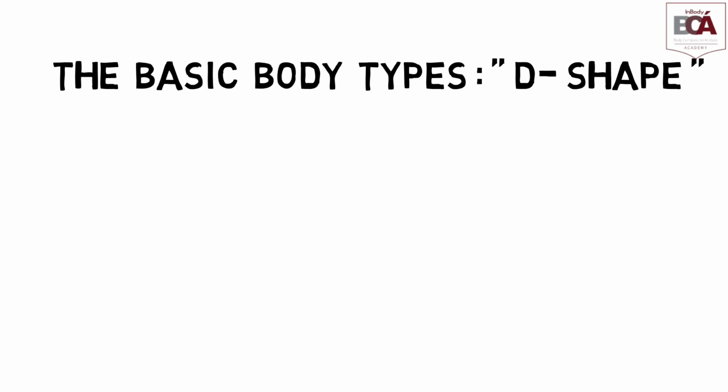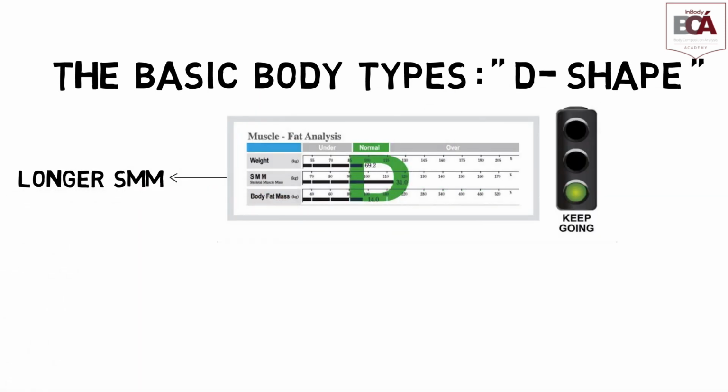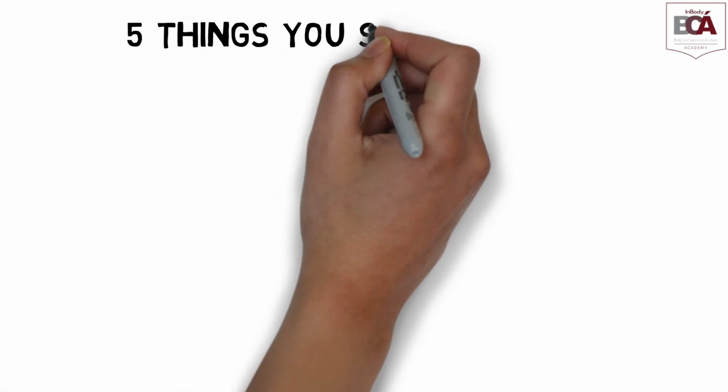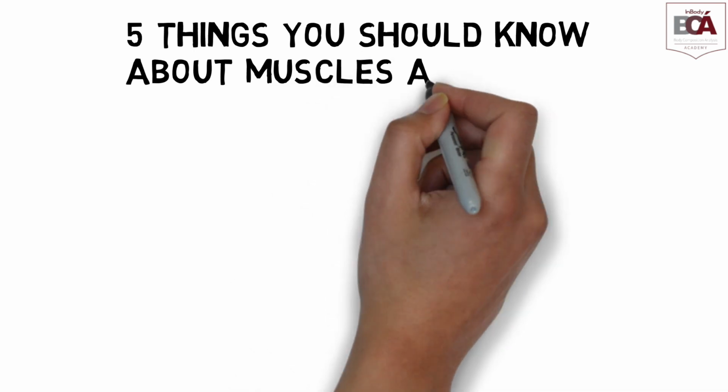A D-shaped person has a longer SMM bar than both their weight and body fat bars. This is indicative of an athletic body type and is considered to be the ideal body composition shape. These are the 5 things you should know about muscles and fats.